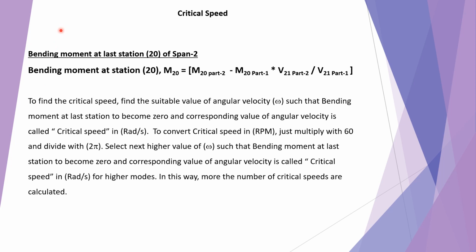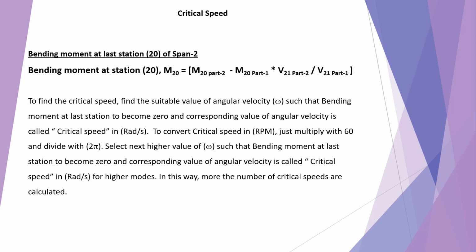Now the critical speed condition. The bending moment at station 20, M20, is equal to M20 part 2 minus M20 part 1 into V21 part 2 upon V21 part 1, bracket close. So to find the critical speed, find the suitable value of angular speed omega such that the bending moment at the last station, that is station number 20, becomes 0, and the corresponding value of angular velocity is called the critical speed in radian per second.